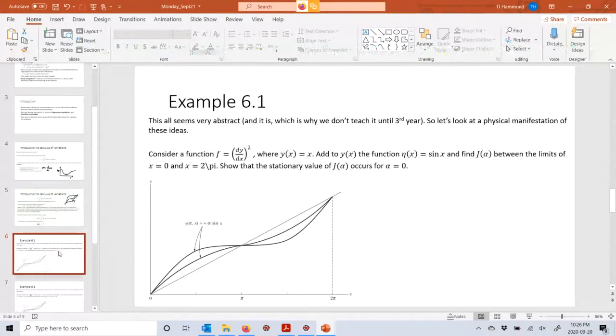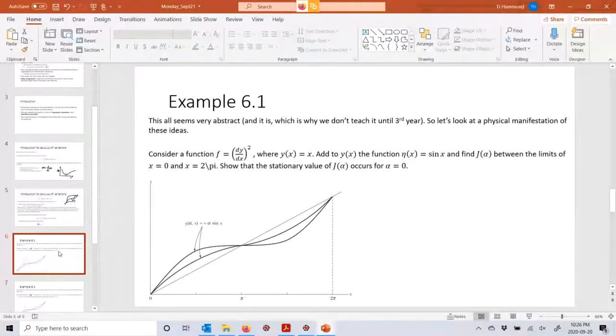So this is our example. As I said, this is quite abstract. This is one of the reasons why we don't teach this until third year. If it were simpler than Newtonian mechanics, we obviously would have taught it earlier. It turns out to be a very general and robust tool to solve these dynamical problems and set up these equations of motion, but it is quite abstract, requires some complicated calculus, so that's why we wait till third year.